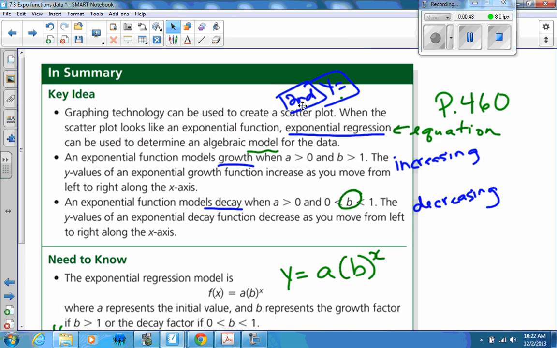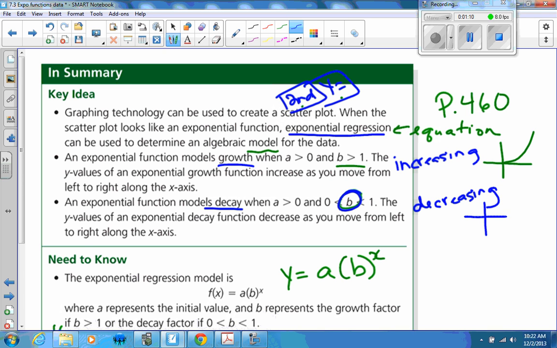An exponential function models growth when it's increasing. So if you're on your axes and your graph is increasing, then you know b is greater than 1. If your graph is a decay, we know that when b is a fraction or a decimal, we're on a decreasing graph, so the slope is going downward. So we're showing it as a decay. You need to know if it's a growth or decay, and you need to know the word model.